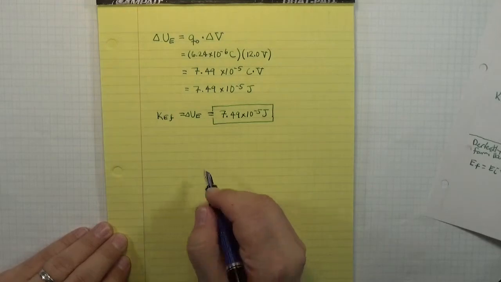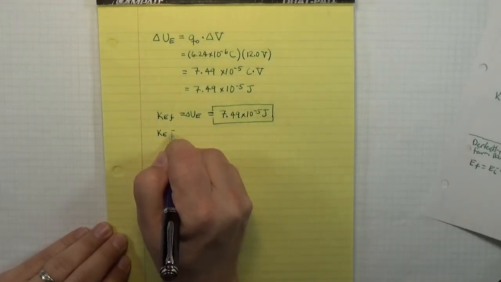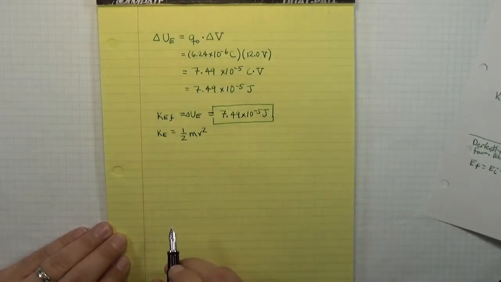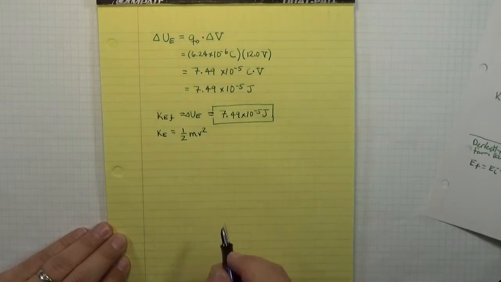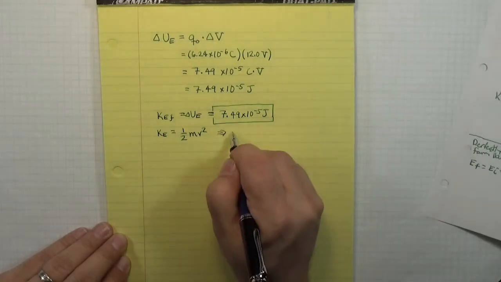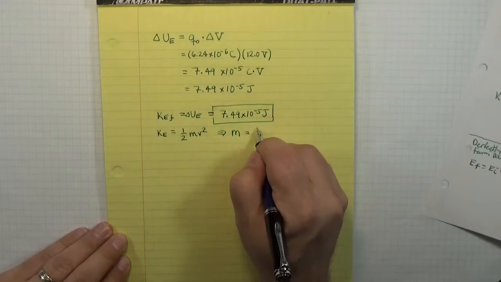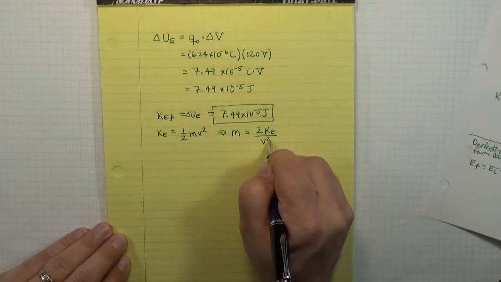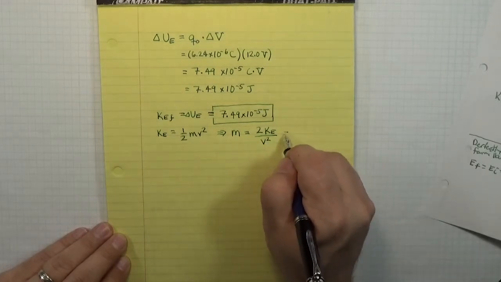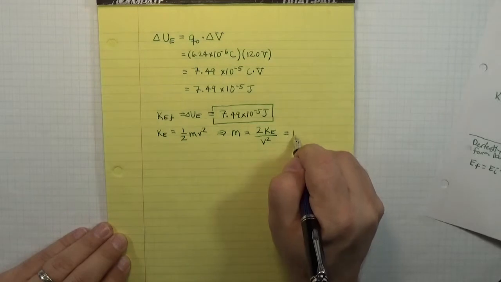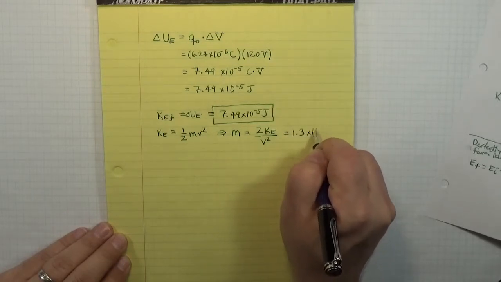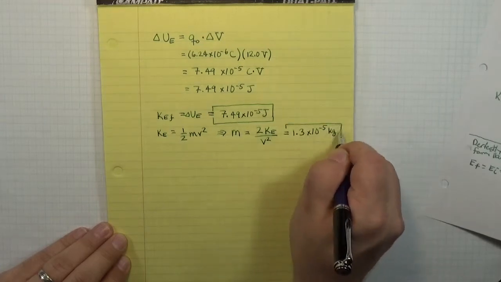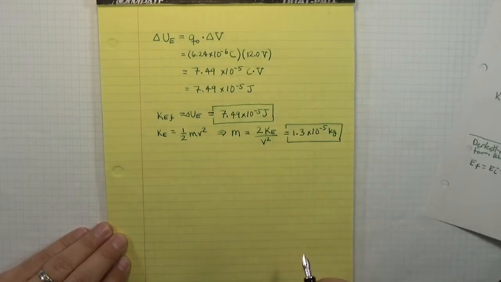I'm asked what the mass of the particle is. I know that the kinetic energy is given by a half mv squared, but I'm given the speed of the particle at the time it arrives at the negative plate. So I can solve this for mass. I see that mass is equal to 2 times the kinetic energy divided by the speed of the particle squared. And so if I punch those numbers in, I get that the mass of the particle is 1.3 times 10 to the minus 5 kilograms, which is the other bit of information that I'm asked to solve in the problem.